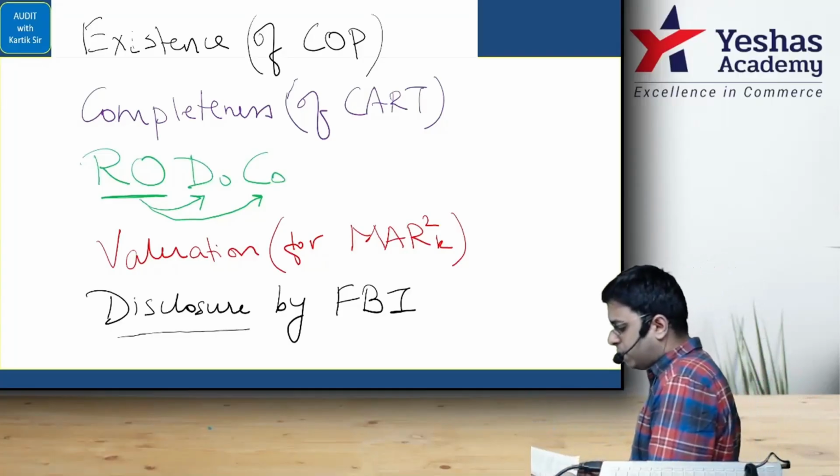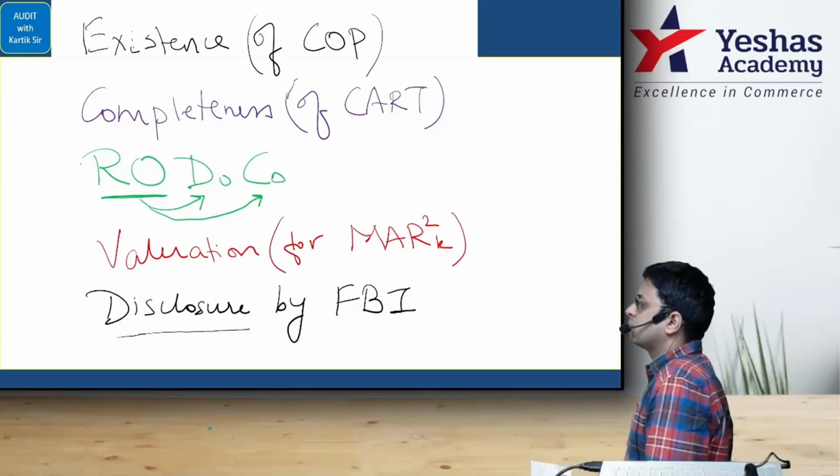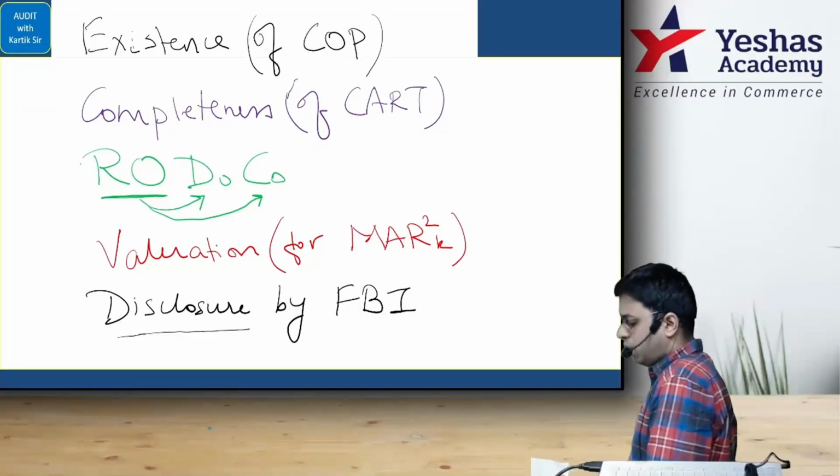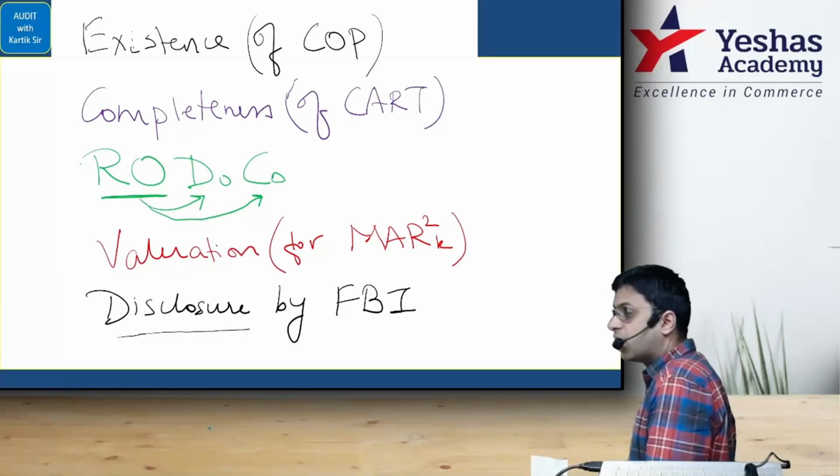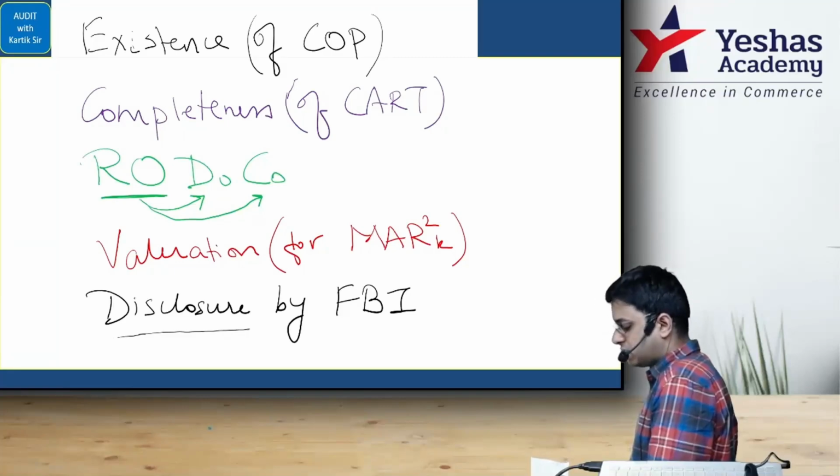Next, point number B. Circle there, please. Completeness of CARD. Right? The completeness of CARD. What is CARD? First point is circle the cutoff testing. Again, you know. Previous year, current year. Second, you know very well, analytical procedures. Third is underline the reconciliation. And fourth is trace transactions.